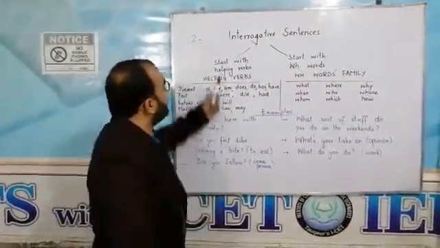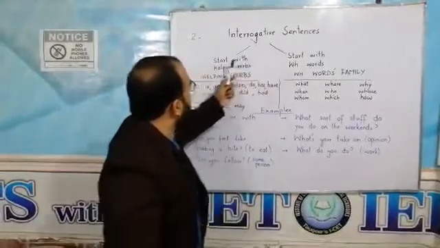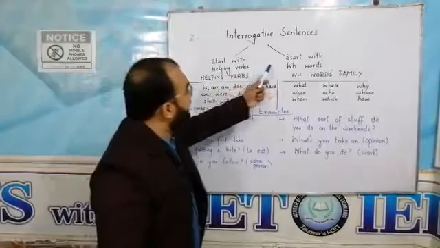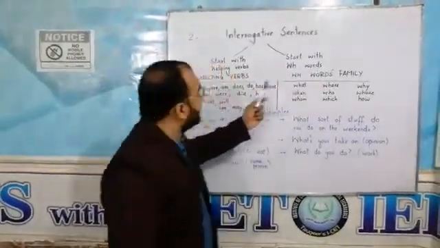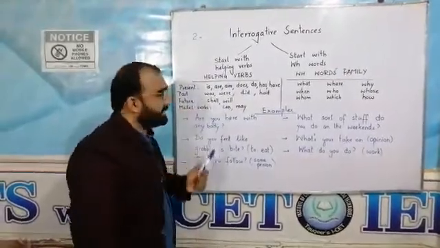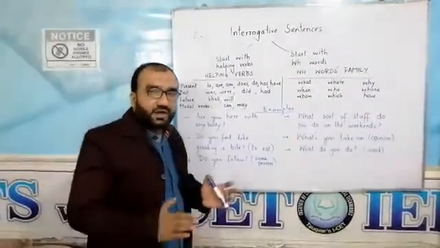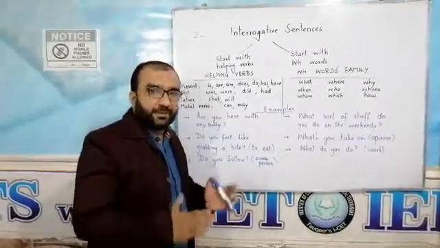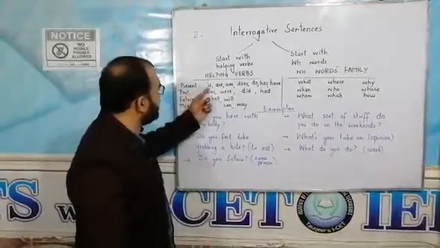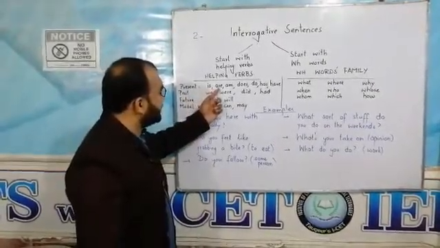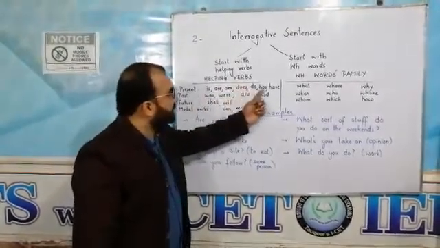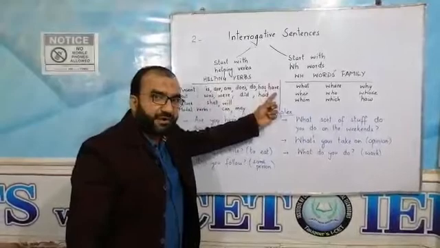Students, as you are looking, interrogative sentences are basically of two types. First is those that start with helping verbs. Second is those that start with WH words. When you start with helping verbs, you should take care whether you are asking questions in present tense, in past, or in future tense. Some helping verbs related to present are: for single, is; for plural, are; for I, am; for single, does; for plural, do; for single, has; for plural, have.